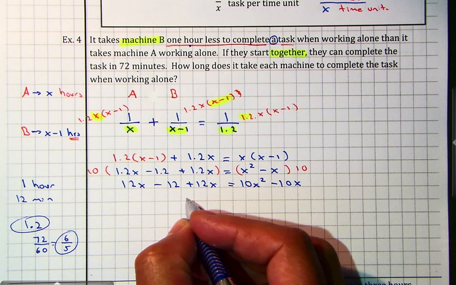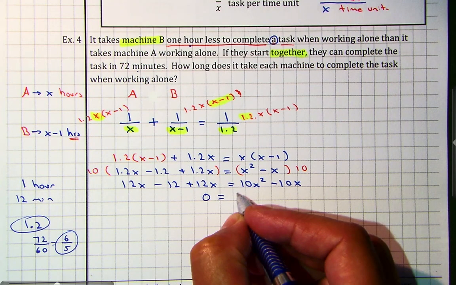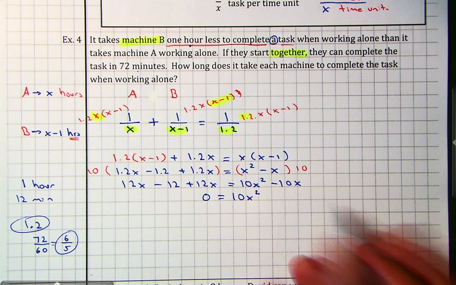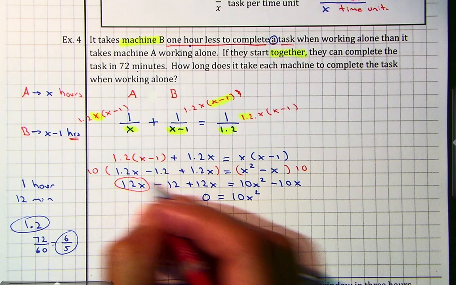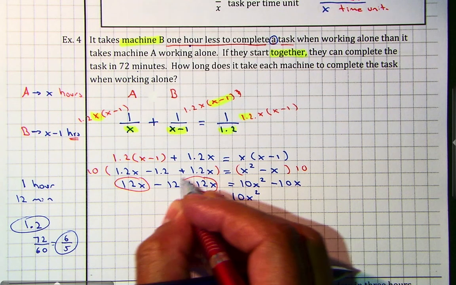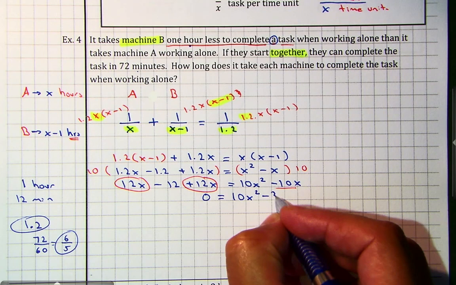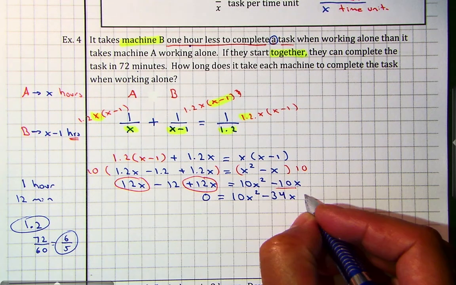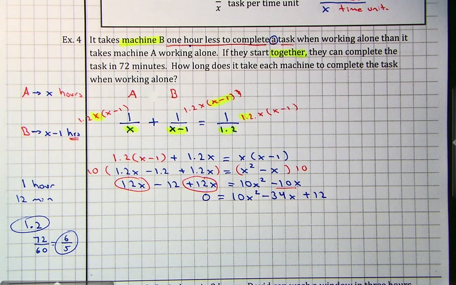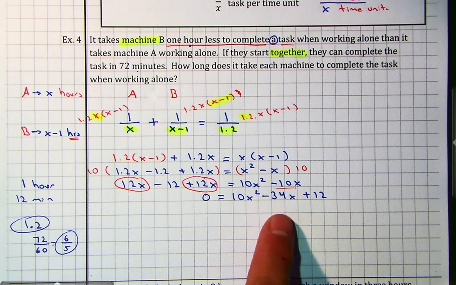I have 0 equals 10x squared, I'll move 12x, and 12x is 24x. We can say negative 34x, and the 12 we can say positive 12. And now I'm going to factor it. If not, I can use the quadratic formula.